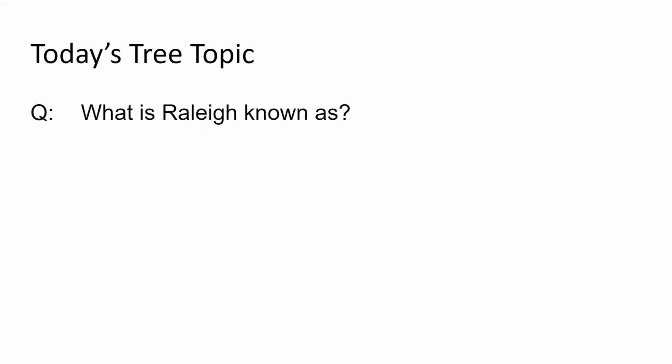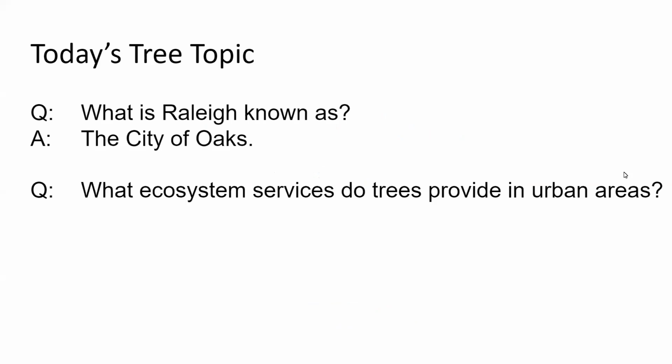So what is Raleigh known as? Raleigh is the city of oaks. If you're new to Raleigh, you might not have known that. Raleigh is a Tree City USA and NC State is a Tree Campus USA. So I'm curious to know, what ecosystem services do trees provide in urban areas? I'll give you a chance to think about that and write down some ideas.